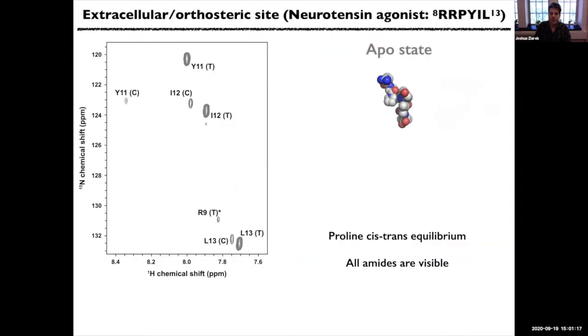So this is where we'll start. We'll start with the extracellular region. So this is the labeled neurotensin peptide. It's very advantageous for us that it's a peptide binding receptor, so we can use the ligand to look at the orthosteric pocket. So here's an HSQC of the ligand. What we do see is we're able to visualize all of the amides, which is great. The chemical shift dispersion is obviously unstructured. We see the cis-trans isomerization of the proline.